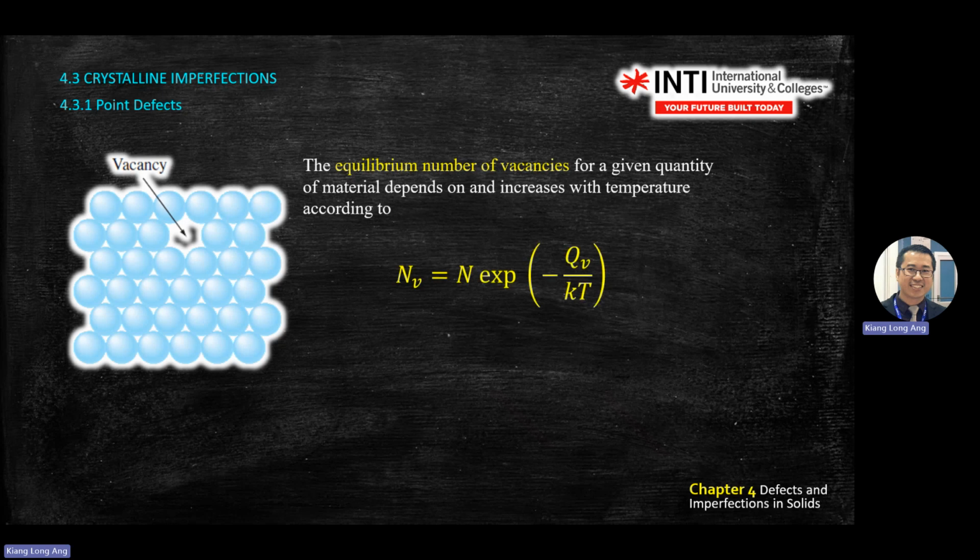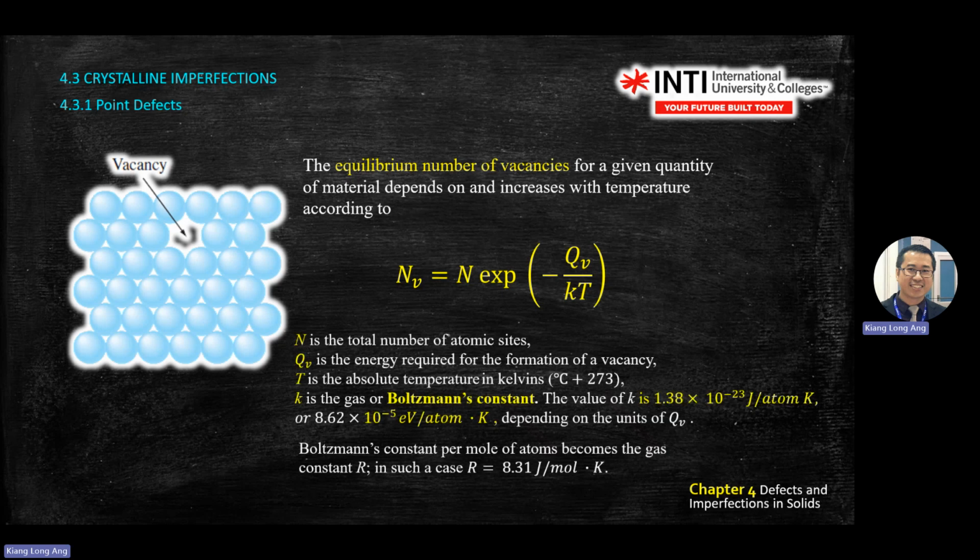Okay. Then there's one equation for this, also a very popular equation. Almost every test or final exam will ask you this one. N sub V is the vacancy formula. Vacancy means hole. N_V equals N exponential, minus Q_V over kT. This formula won't be given in the test or final exam.